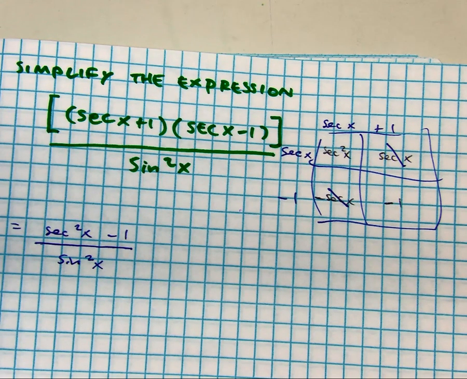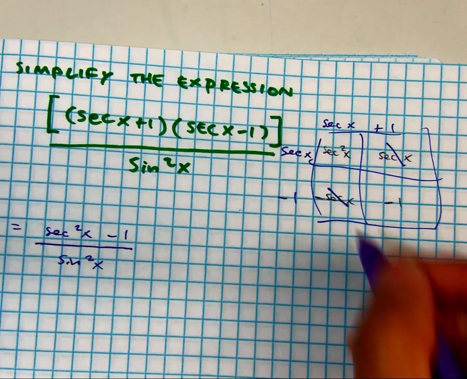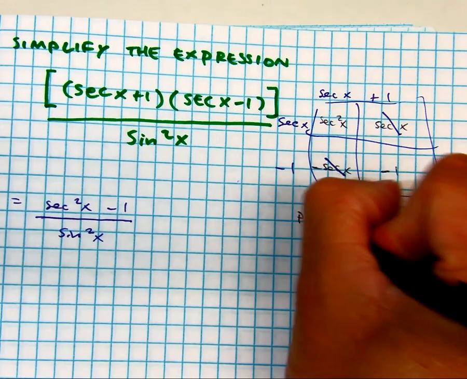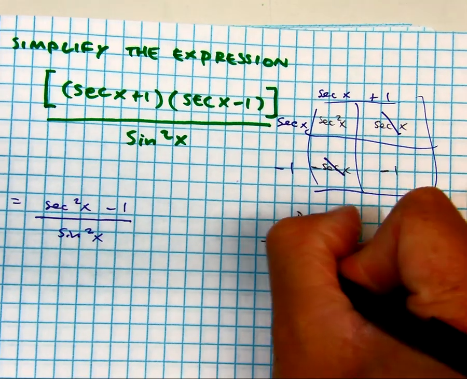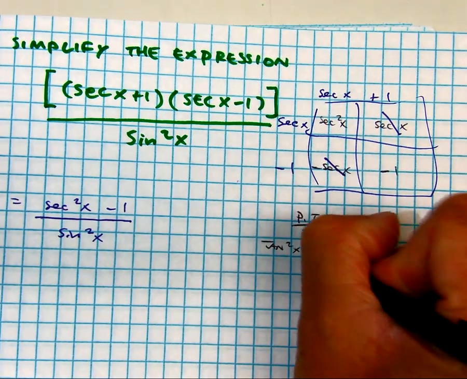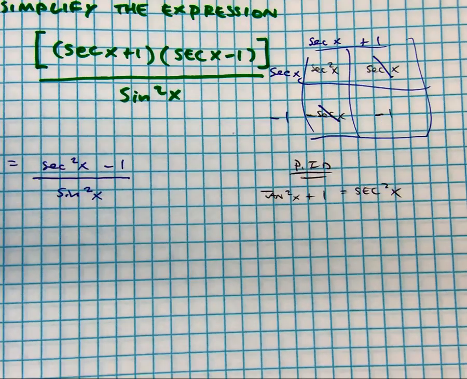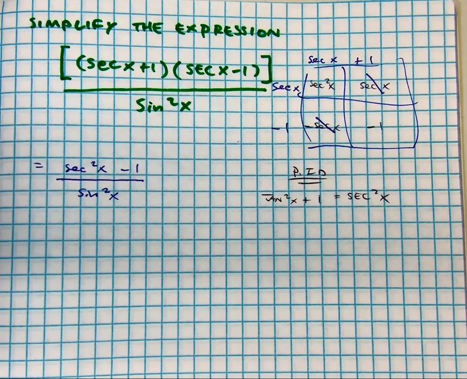And the Pythagorean theorem, tangent. The Pythagorean identity? Identity, yeah. Which Pythagorean identity? Tangent squared theta plus 1 equals secant squared theta. And I just change it to x's because that's what we have.